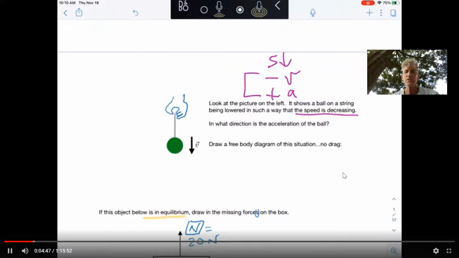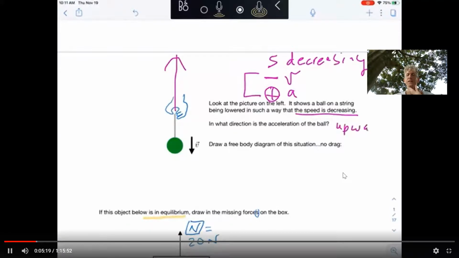So what direction is the acceleration of the ball? Positive is upward. First question, the answer is upward. So don't forget those rules. If V and A have opposite signs, the speed is decreasing. If V and A have the same signs, the speed is increasing.